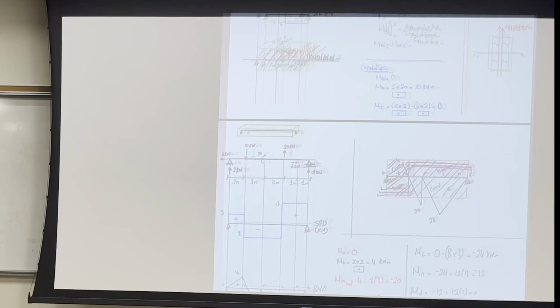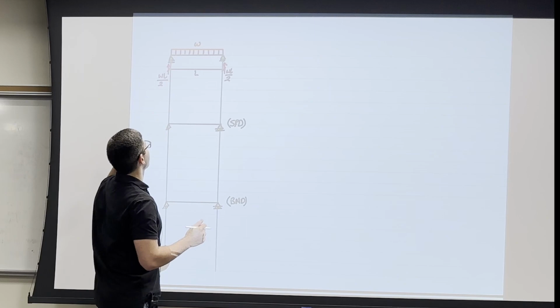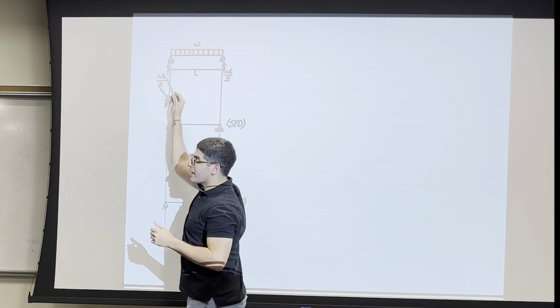Let's now move to distributed load. So if we have a distributed load W, the reaction is going to be WL over 2, WL over 2. Now let's draw the shear force diagram. Again, from the very beginning here, the shear is WL over 2, so I'll go up by WL over 2.